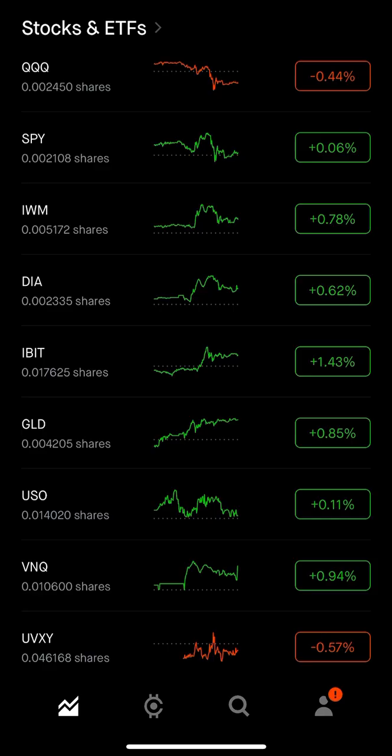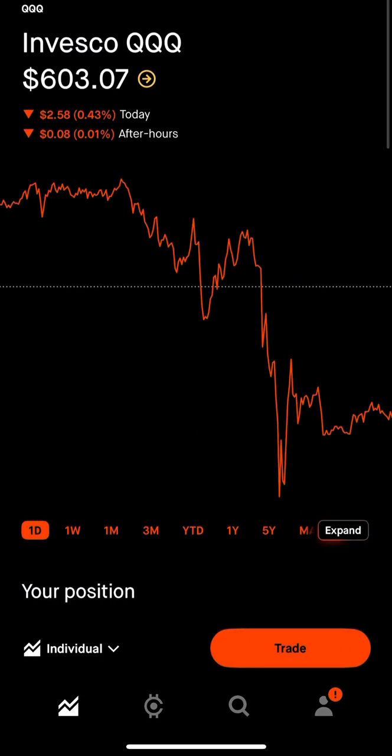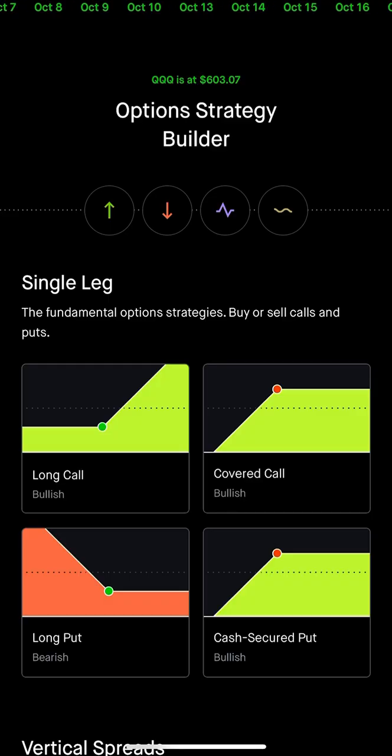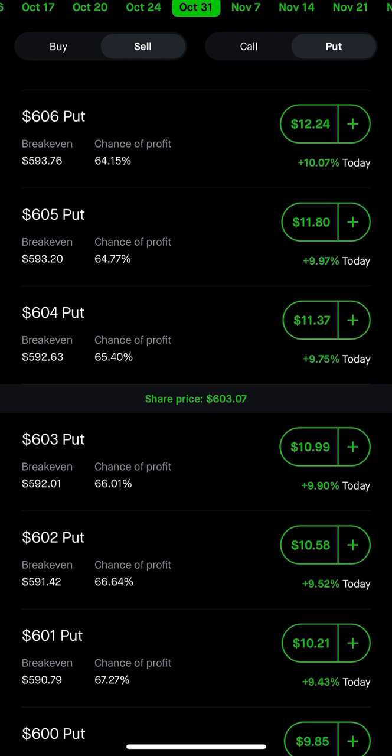So, if you could open up your Robinhood app and go to your investing tab, go to QQQ, click on that, click on trade, trade options. We're going to go out to our normal 28 days, which is approximately October 31st. And then we want to be selling the put.